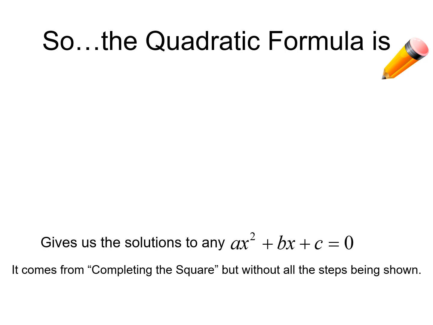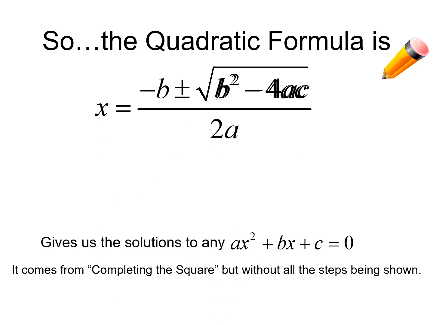The quadratic formula is x equals negative b plus or minus the square root of b squared minus 4ac, all over 2a. This formula gives us solutions to any quadratic equation in standard form, as long as it's in standard form. So again, it has to be equal to 0. So we have an a, a b, and a c.